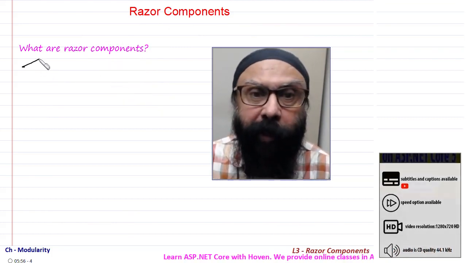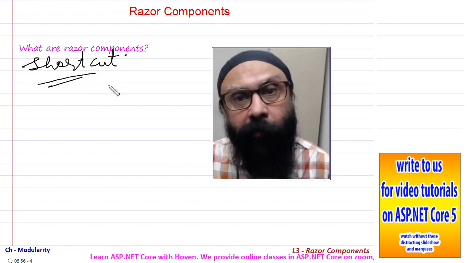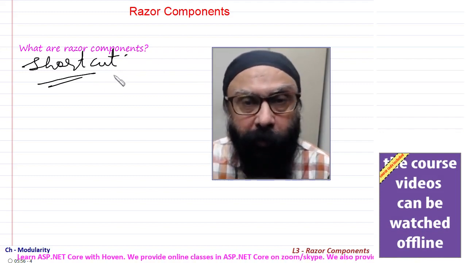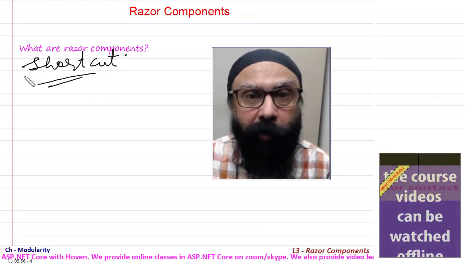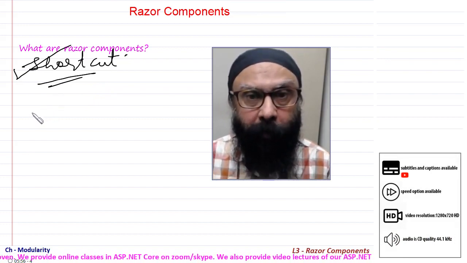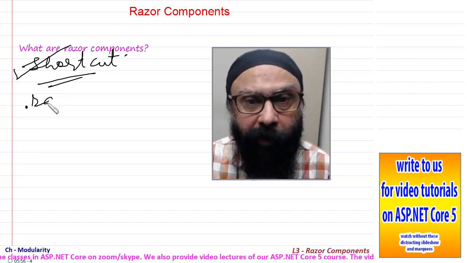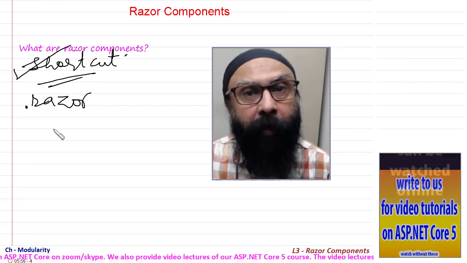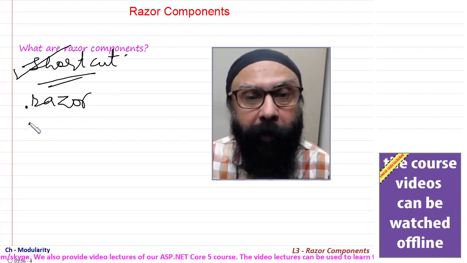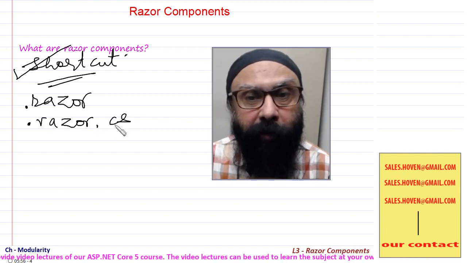So I would say they are a shortcut. They are a shortcut for substituting HTML content into your page at a position where you want. So they are a handy shortcut rather. You write your Razor components in files of extension .razor. The file extension is .razor and the code behind is written in a file with extension .razor.cs.